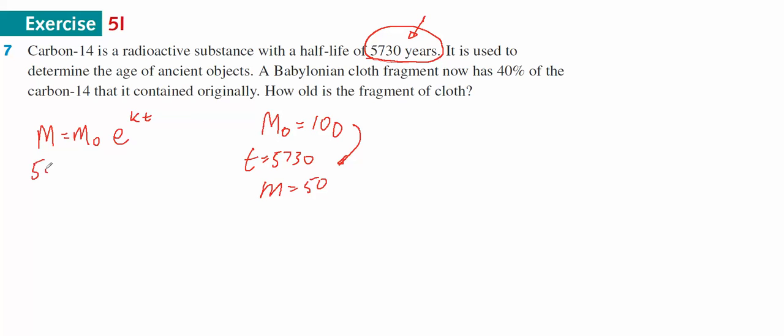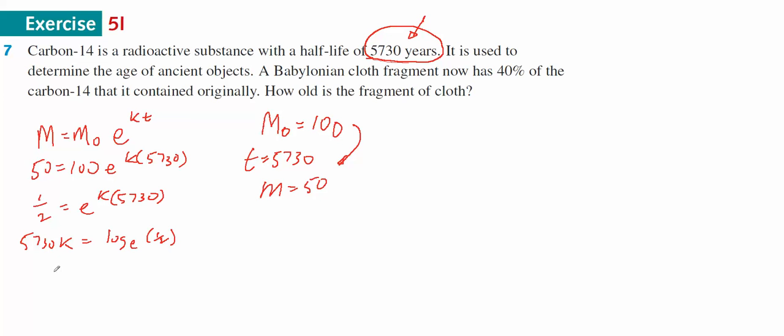So 50 equals 100 e to the k times 5730, which means a half equals e to the k times 5730. And if I turn this into a logarithm, 5730k equals log base e of a half, which means k equals 1 on 5730 log base e of a half.